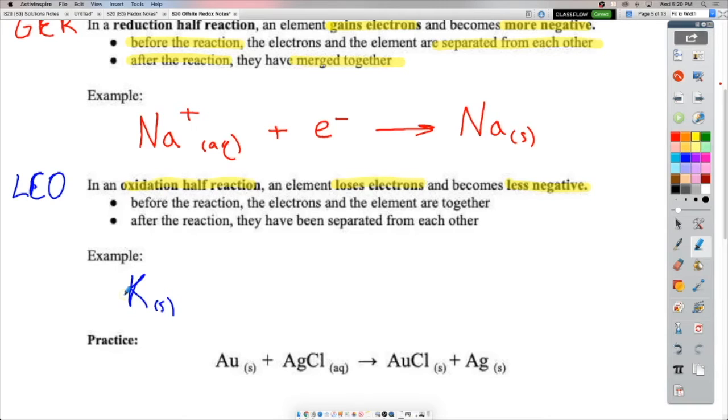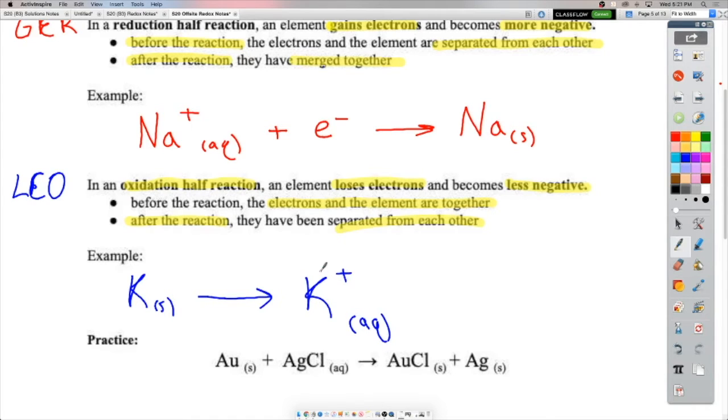So once again, before the reaction, now it's in reverse. Before the reaction, the electrons in the element are together. So how do we show that? Well, we just say, okay, there's an electron in there. That's why it's neutral, right? But after the reaction, they have been separated from each other. So how do we show that? Okay, if it's going to get oxidized, it's going to lose its electron to become whatever charge it has as an ion. If you look on your periodic table, you'll notice that potassium has a charge of K+. Okay, and since it's an ion now, it would be aqueous. It would be dissolved in solution, probably, is where we would do this type of reaction. Okay, how did it get to be K+?